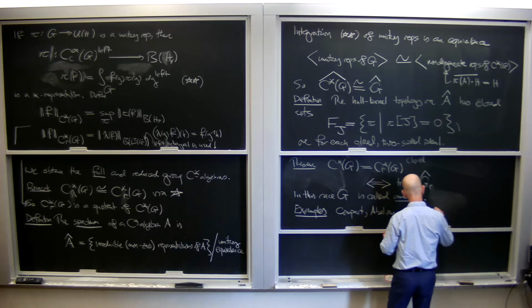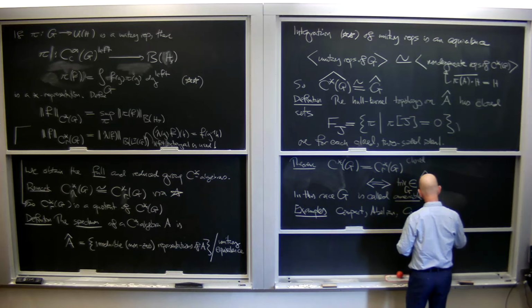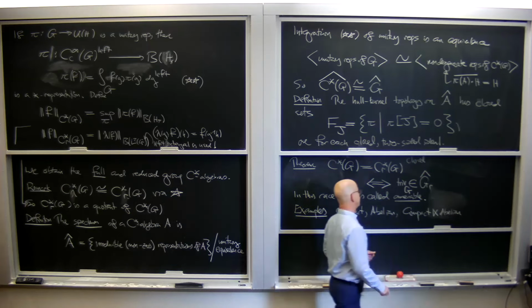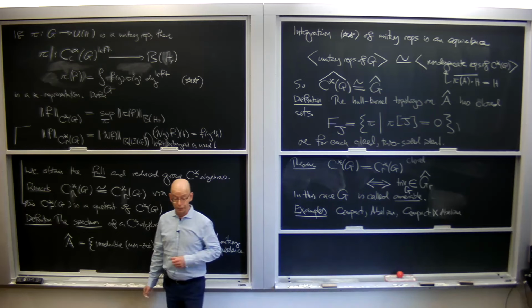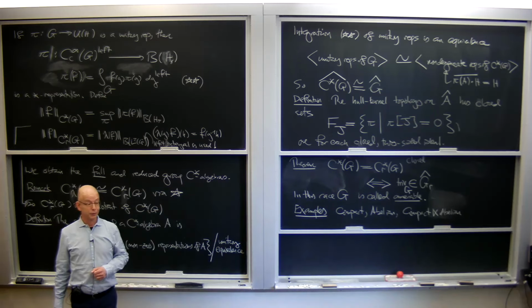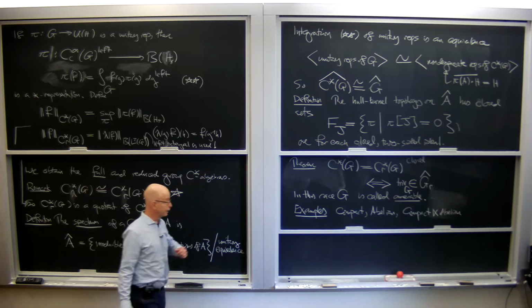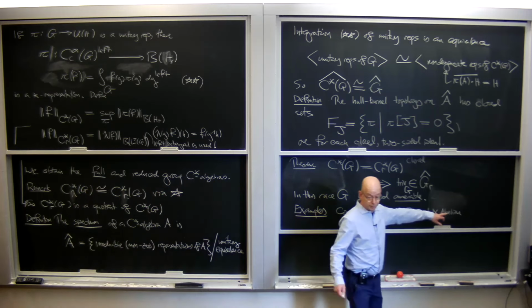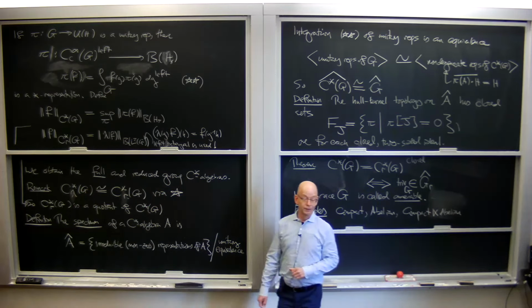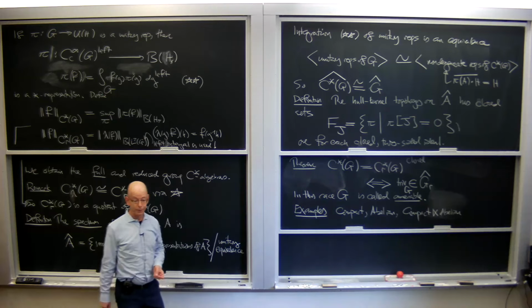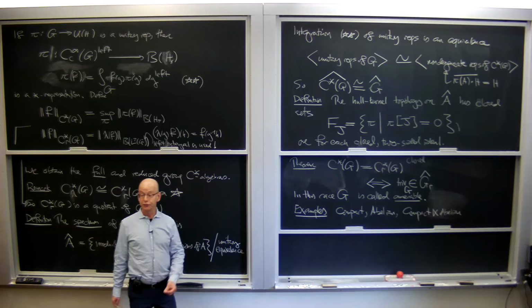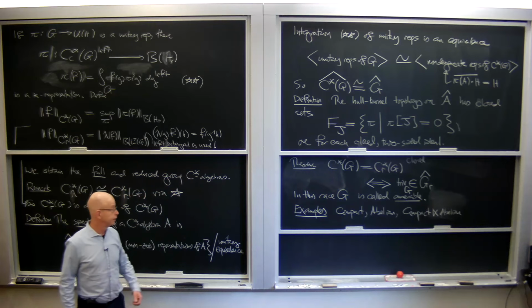Suppose you have a compact group which acts by automorphisms on an abelian group, and you form the semi-direct product. That's also an example of an amenable group. There are much more general statements to make. I only write this down, compact semi-direct product abelian, because that's what we're going to see in a little while in an explicit example. Okay, so for these groups, C star max is equal to C star reduced.